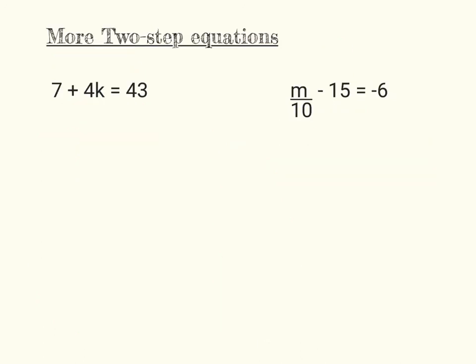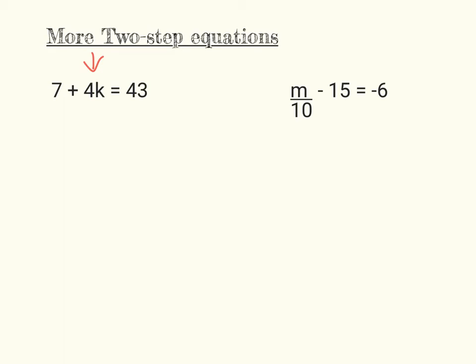A couple more examples before we're done here. We'll start with 7 plus 4k equals 43. Now this one looks different, but it's still basically the same thing. What would you do first if you were going forward? Well, you should know that you would multiply first. So that means if I was going forward, if I knew the value of k, I would start with that and multiply first and then add. But I don't know what it is. I'm going backwards to figure out what happened to k to get it to the final solution.